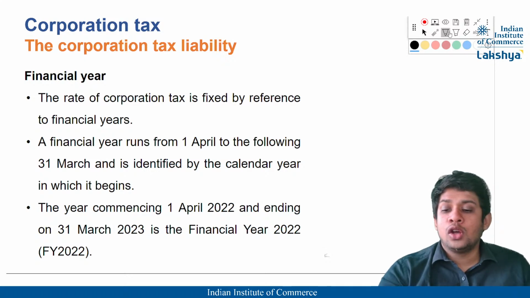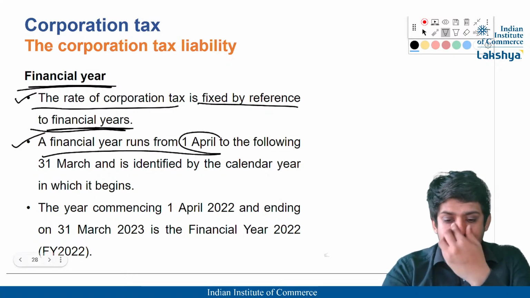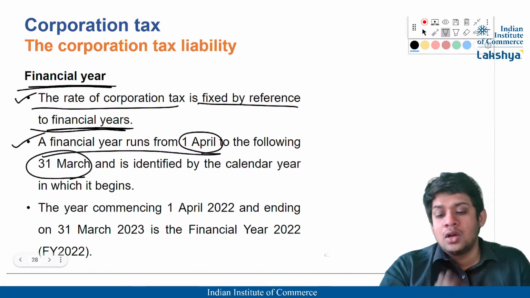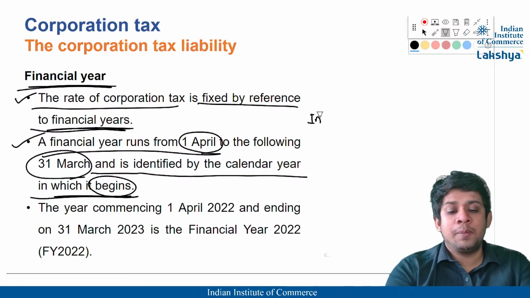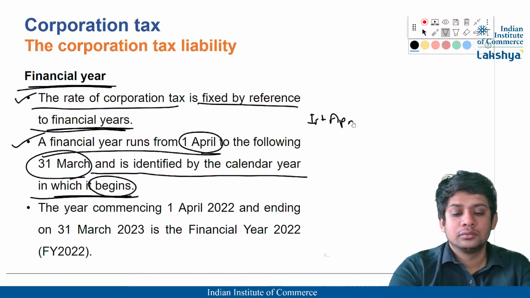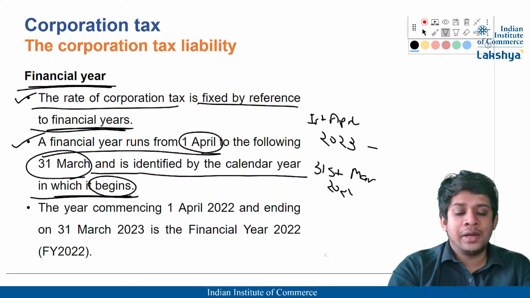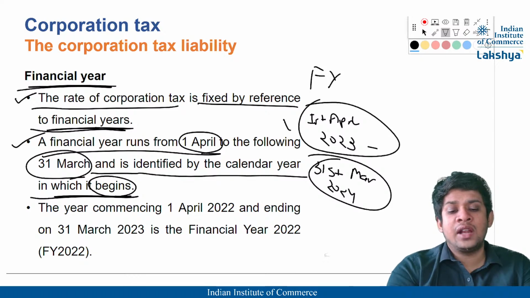Okay guys, as I told you, the rate of corporation tax is fixed by reference to the financial years. Now the financial year runs from 1st April and ends on 31st March, and is identified by the calendar year in which it begins. So maybe say on 1st April 2023 it started, and the financial year ended on 31st March 2024.